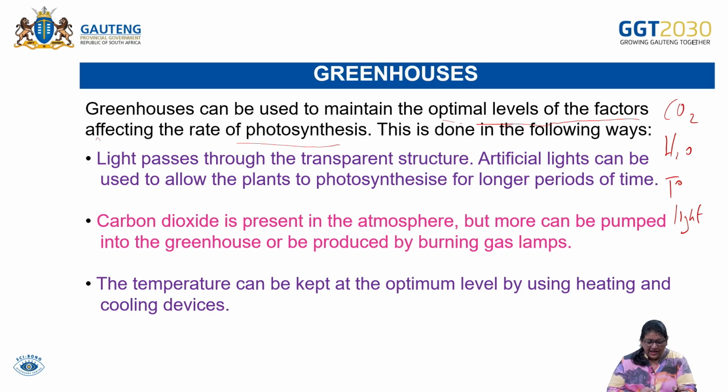Okay. The temperature can be kept at optimum using heat and cooling devices. So when it's very, very hot in summer, the farmers use cooling devices so that the temperature does not exceed 25 degrees. And when it's very, very cold, then they will use lamps, which give light, right? And they also give off heat. So that means the temperature must be correct, the CO2 must be correct, the light must be correct, and obviously the plants must grow in well-watered soil, but not too much water.